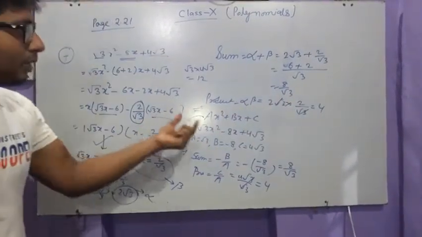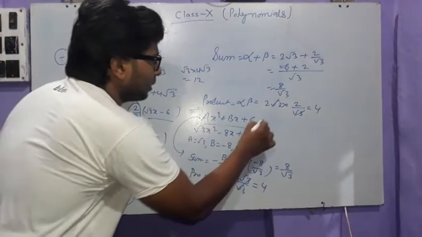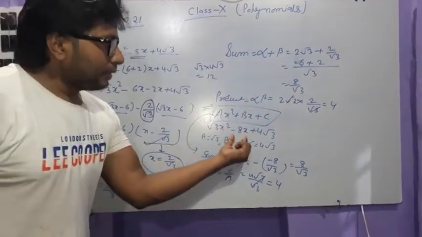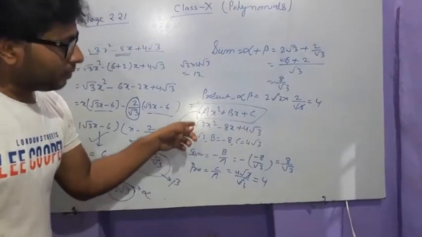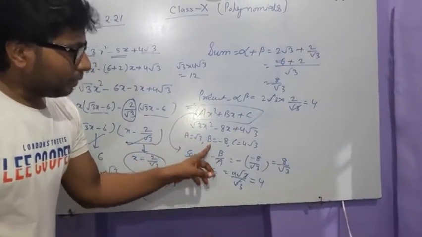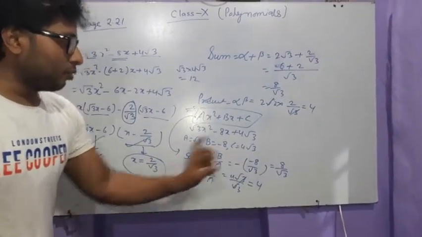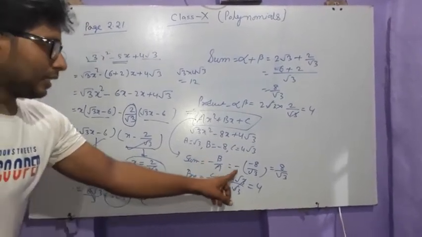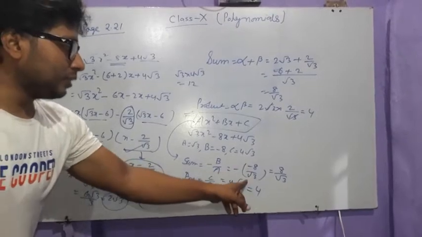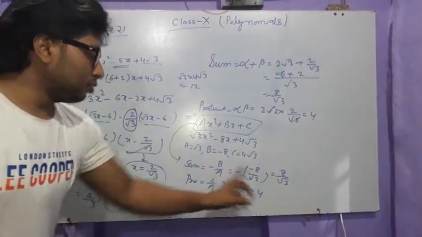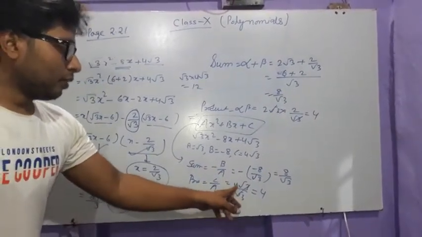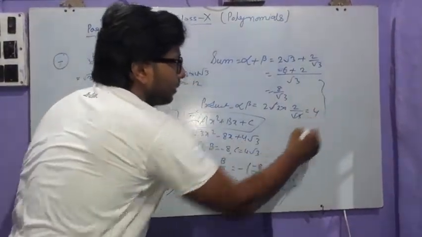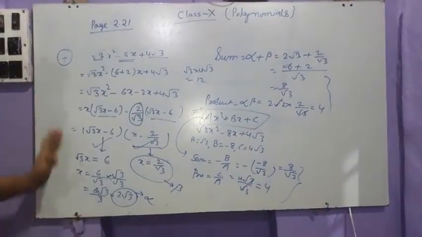Again, by using the formula, this is the standard form of the quadratic equation I already told in the previous classes. So root 3x square minus 8x plus 4 root 3. When we compare it with the equation, a will be root 3, b will be minus 8, c will be 4 root 3. So the sum, according to the formula, is minus b upon a. Minus and b is minus 8, so minus minus plus, 8 by root 3, and the product is c by a, 4 root 3 by root 3, which is 4. So here we have verified. You can note down this question.